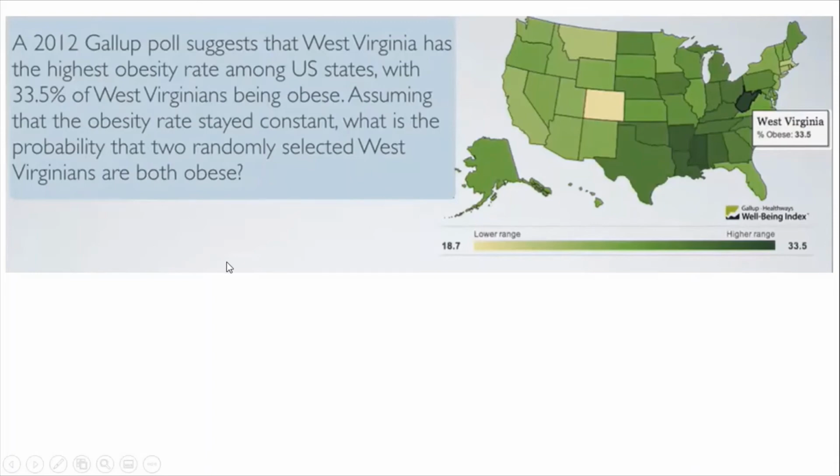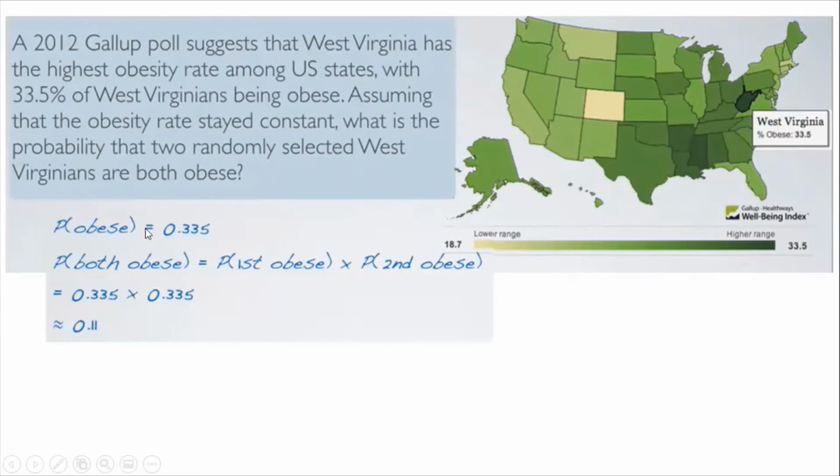Let's take a moment here and think about this one. The probability of being obese is this one, 0.235. And then the probability of both being obese is the probability of the first being obese and the second being obese. If we randomly select from West Virginia, whether you pick the first one as obese has nothing to do with the second one being obese. So I think these two events are independent of each other because we randomly select.